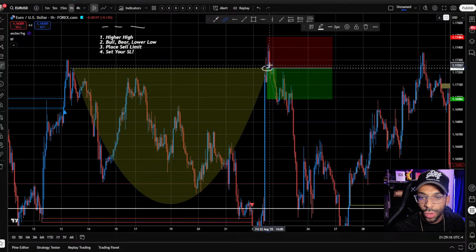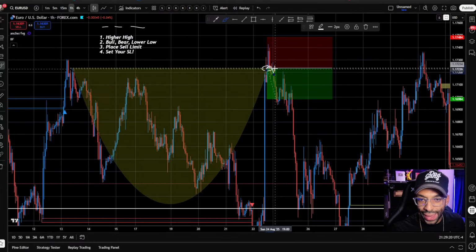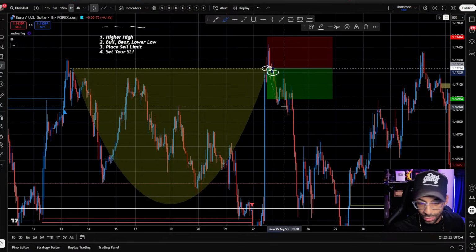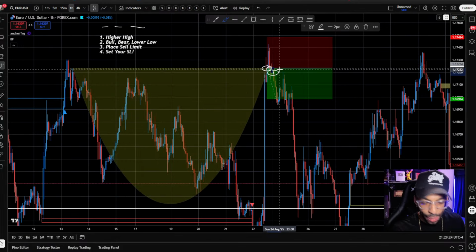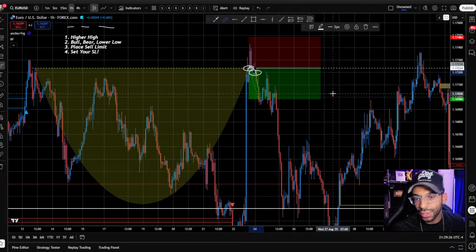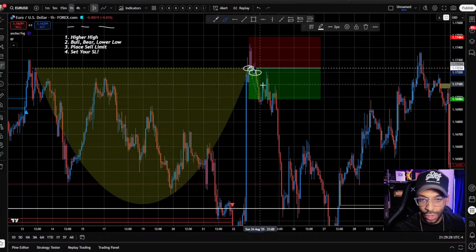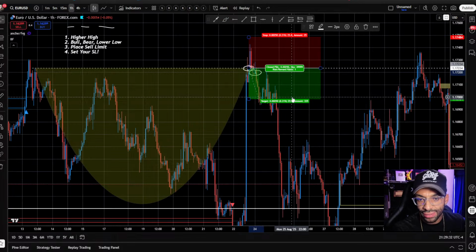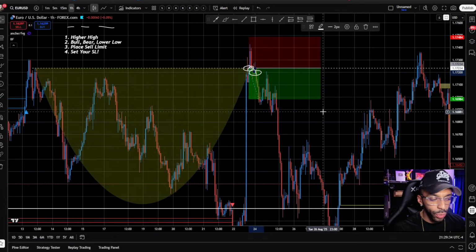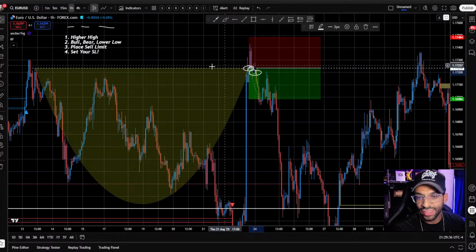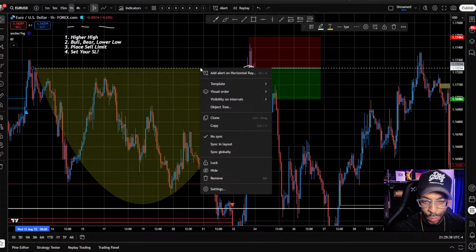Okay. It's going to enter us into the trade once we drop back under that sell limit. So once we drop back under the sell limit, it'll automatically enter us into that trade. All right. The idea is that obviously we want to ride this down as much as possible. What I would do if I were you guys is I would right click on that horizontal ray and set up an alert.